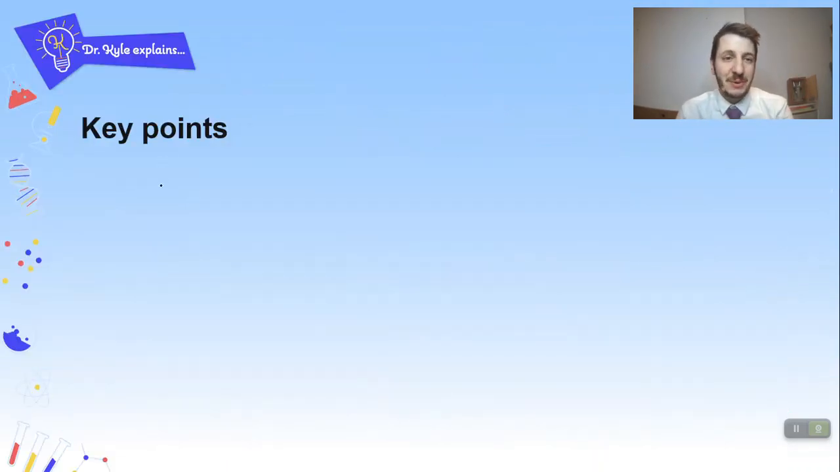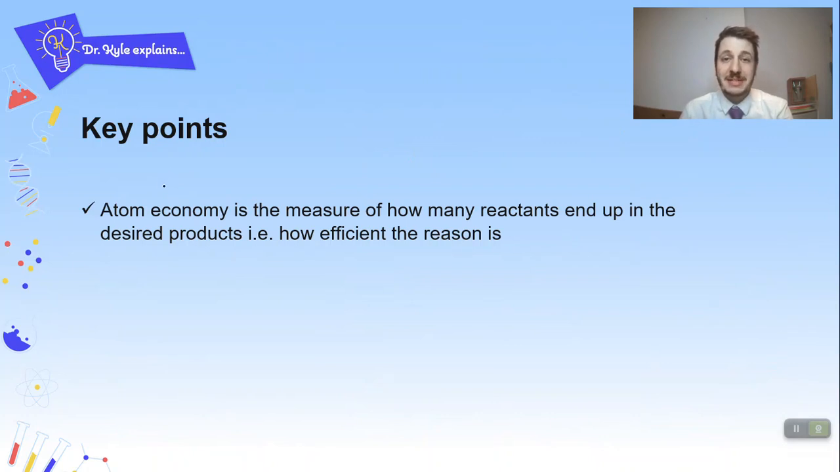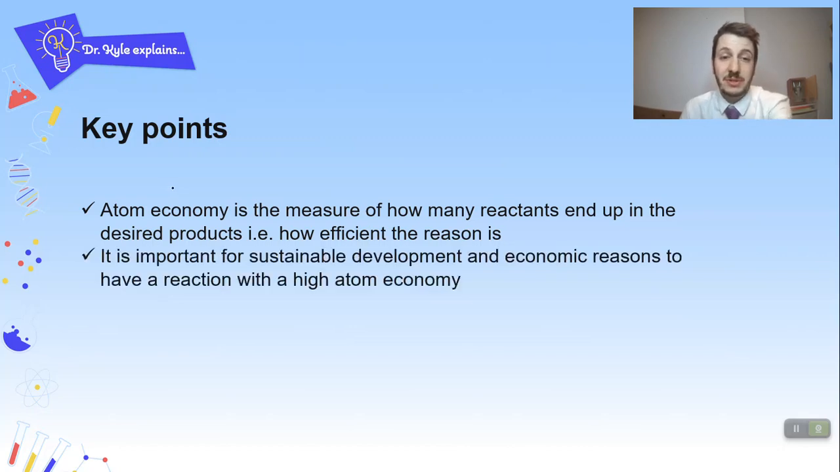Okay, so some key points then. Atom economy is the measure of how many reactants end up in the desired products, i.e. how efficient the reaction is. This is pretty much exactly the same as efficiency in physics, a very similar concept just in chemistry. It is important for sustainable development and economic reasons to have a reaction with a high atom economy. That's the reason why we need to work this out, because the better the atom economy, the more sustainable it is and the more economic reasons you have for doing it.